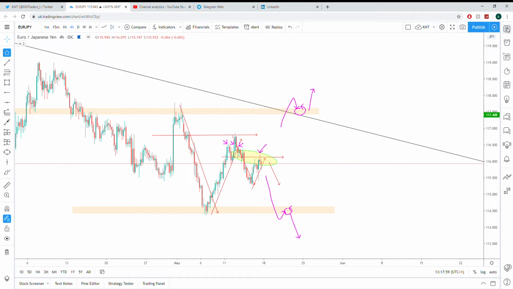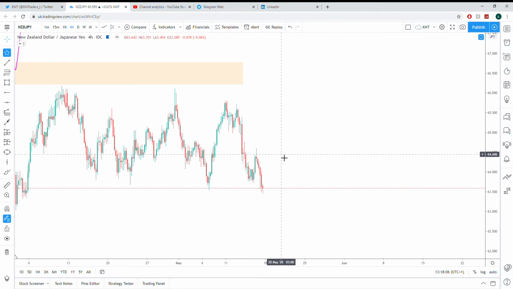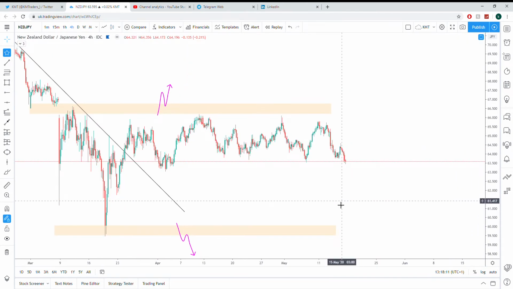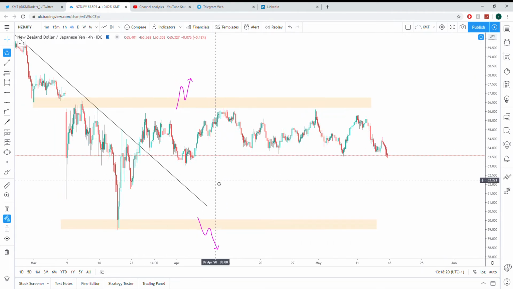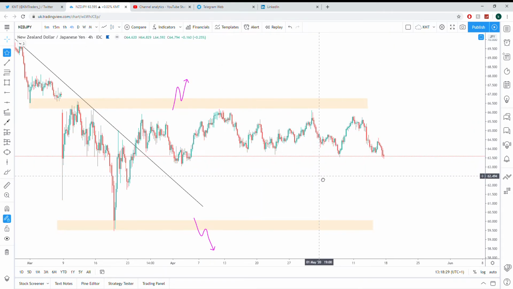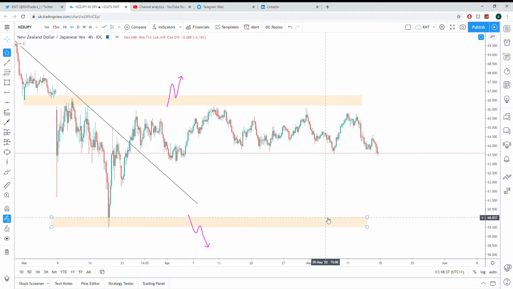Okay, so we're now looking at the next pair, the New Zealand dollar to the Japanese yen. I believe this is the exact same thing as the Canadian dollar to the Japanese yen. We're looking at a simple breakout strategy. We're not paying attention to the noise inside. We're just waiting for that push to the upside. We're not pushing this aggressively. We just have to wait for that momentum to push to the upside or to the downside.